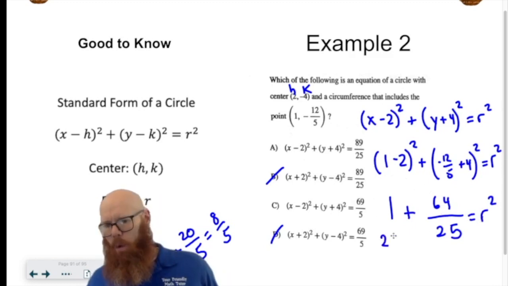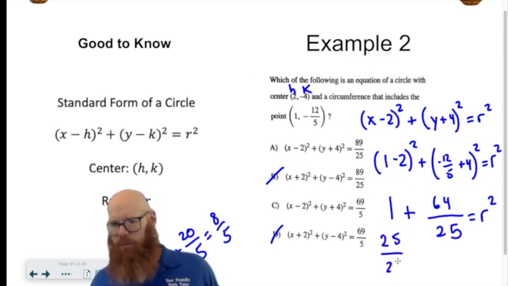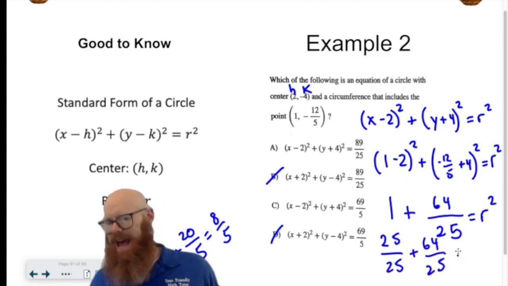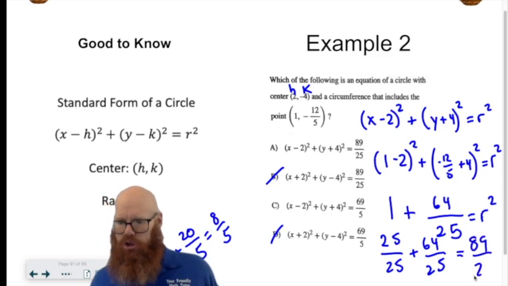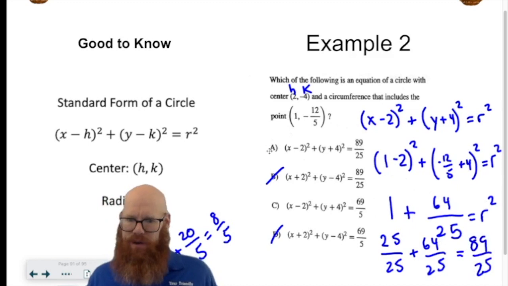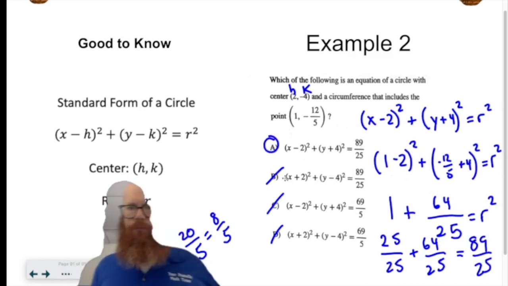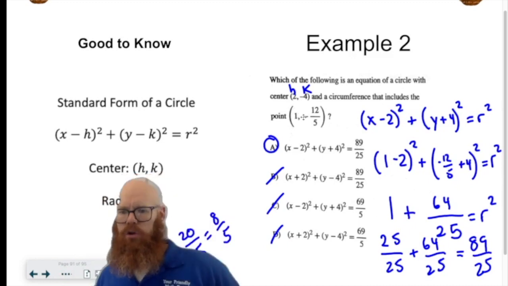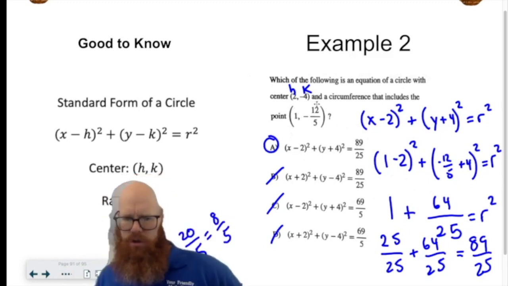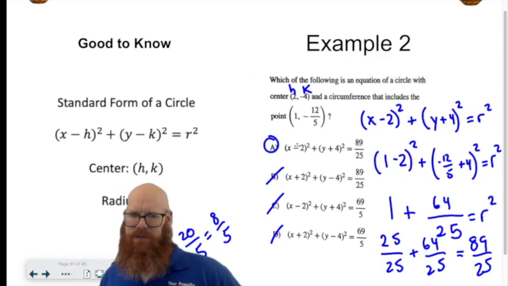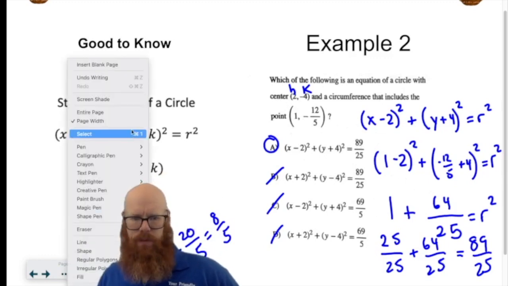1 is the same as 25 over 25, plus 64 over 25. That's where we get 89 over 25. That would have to be r squared. So therefore, we know that it's A and not C. We need to know the formula, as well as how to plug the point in when you don't know r squared. All right, let's head back to our formula sheet.